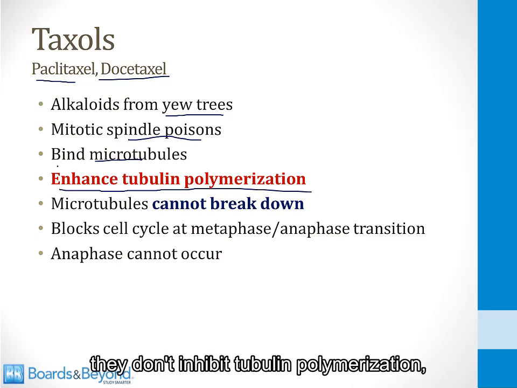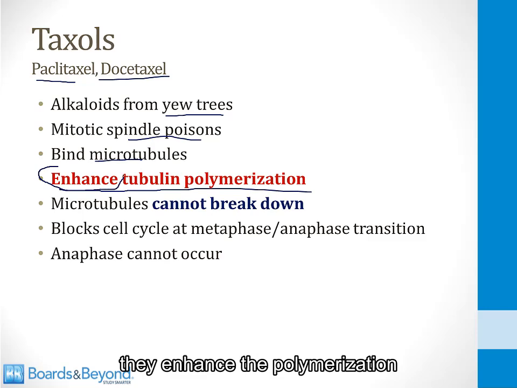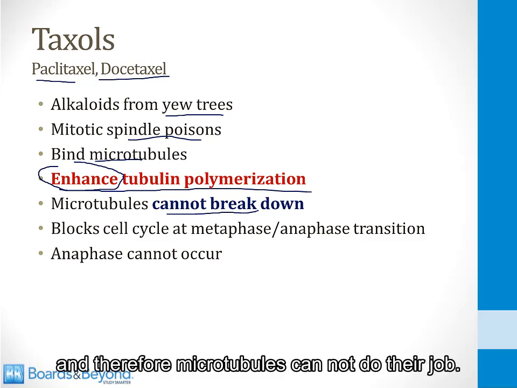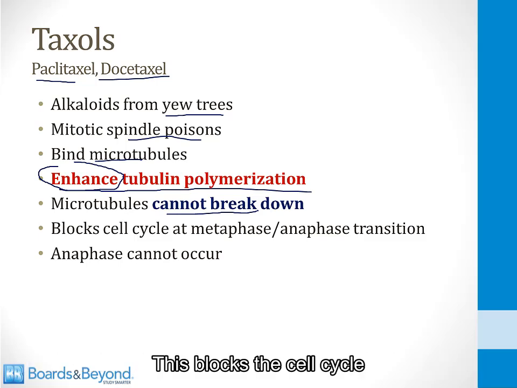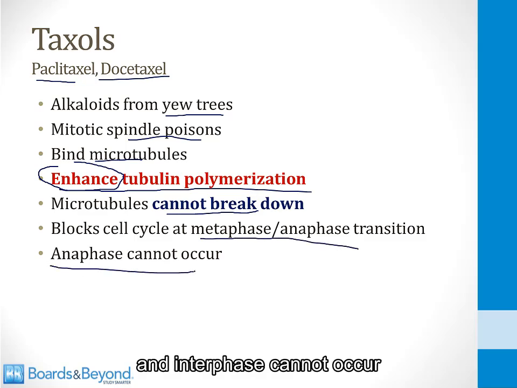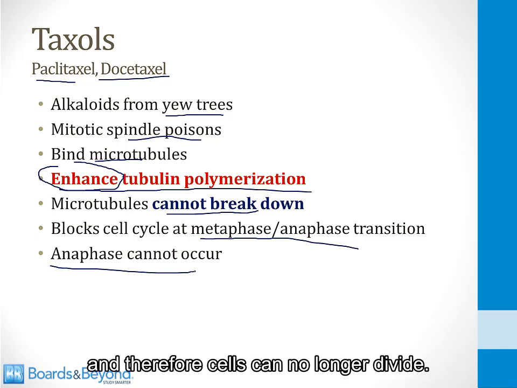They don't inhibit tubulin polymerization, they enhance the polymerization, and this leads to microtubules that cannot break down, and therefore microtubules cannot do their job. This blocks the cell cycle at the metaphase-anaphase transition, and anaphase cannot occur, and therefore cells can no longer divide.